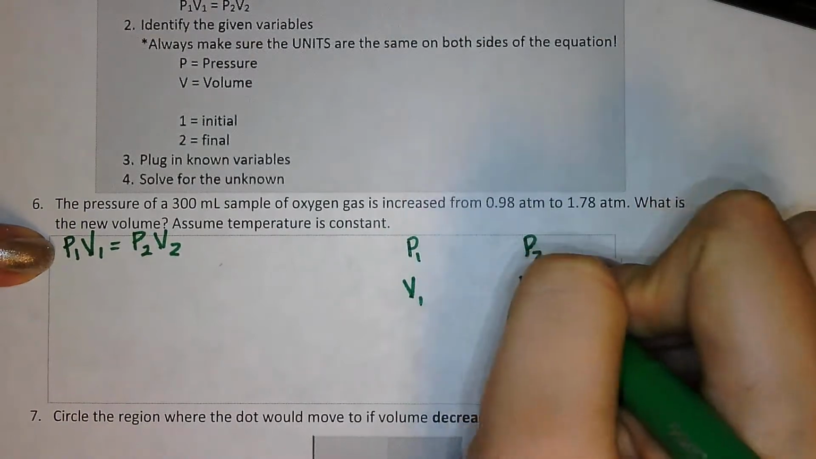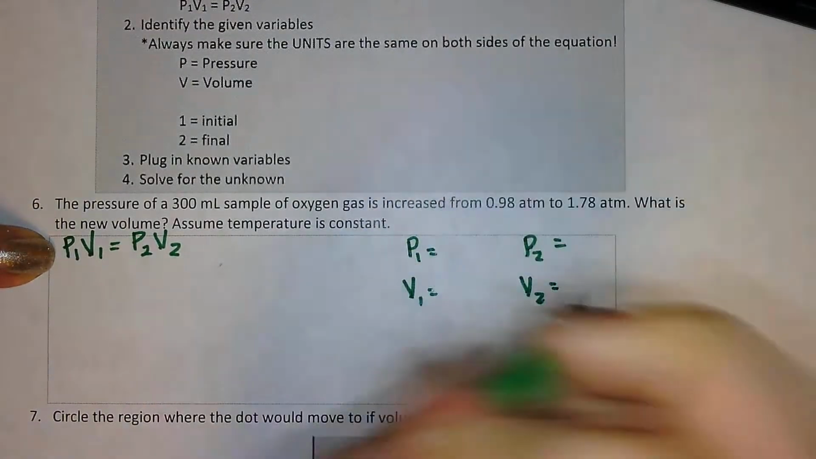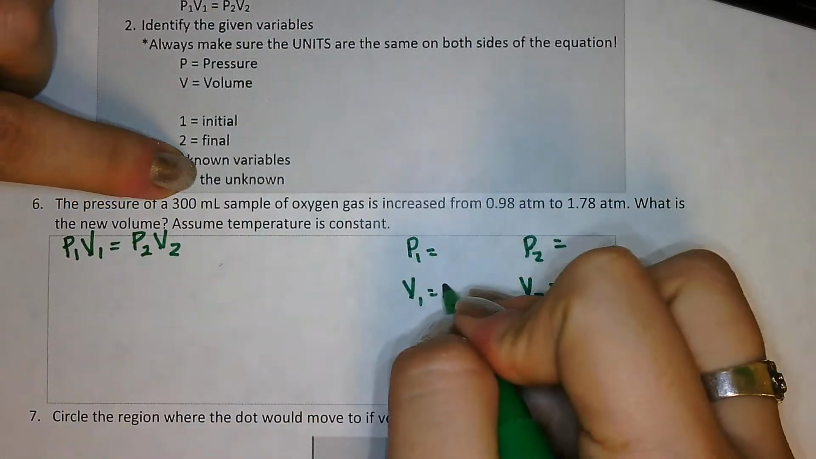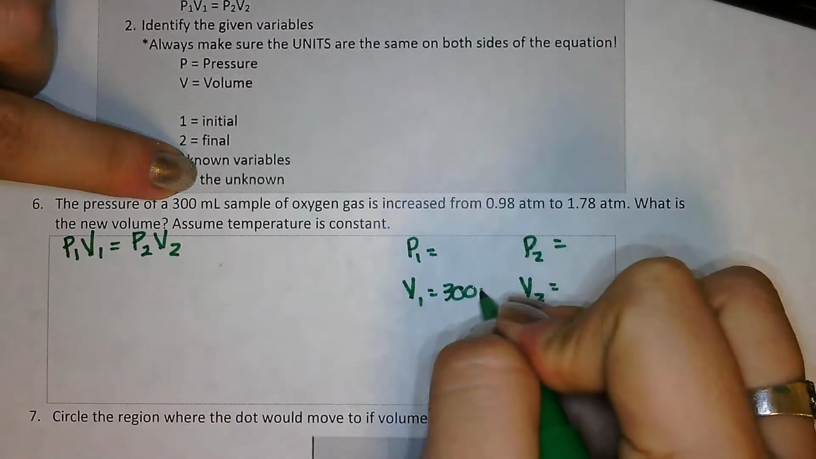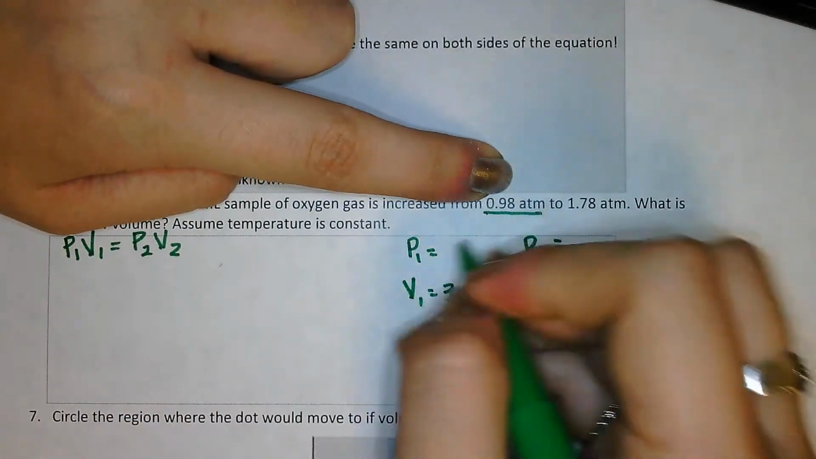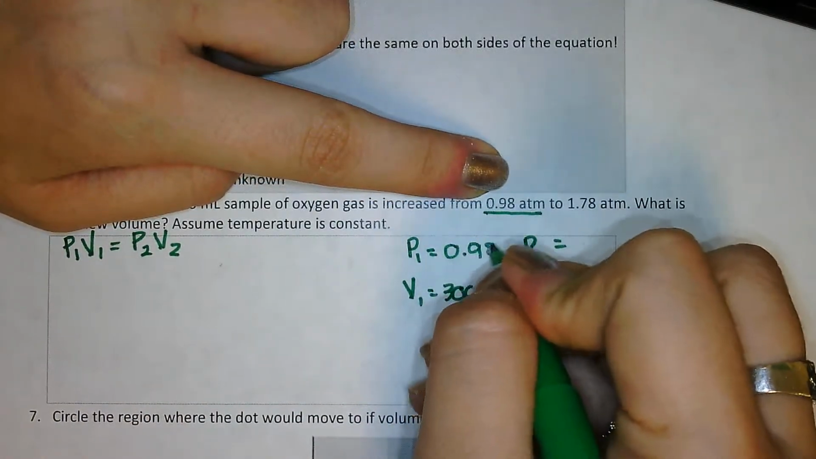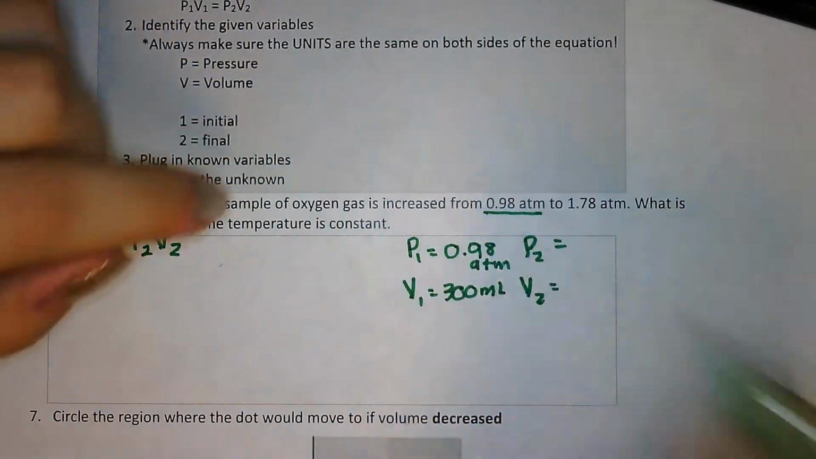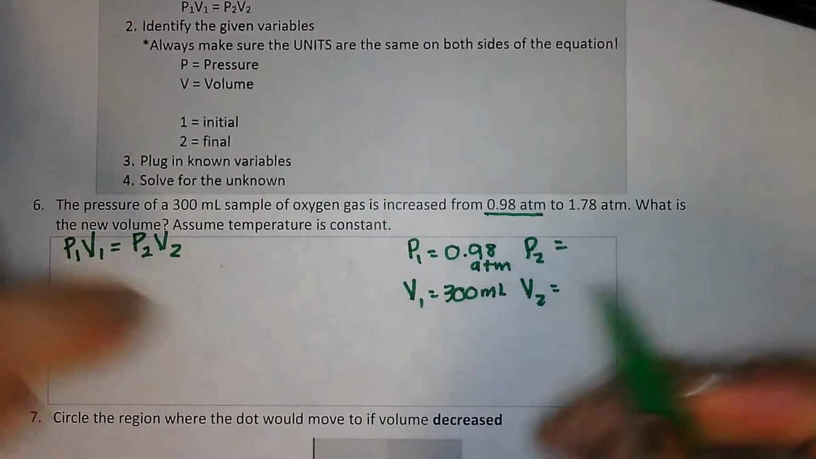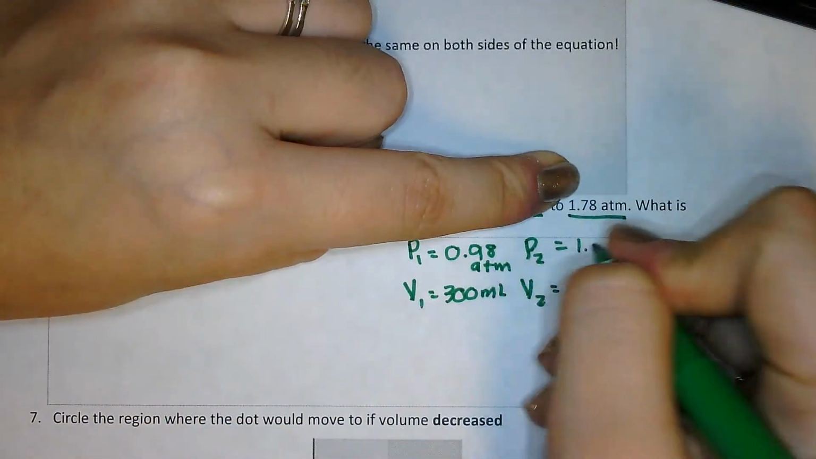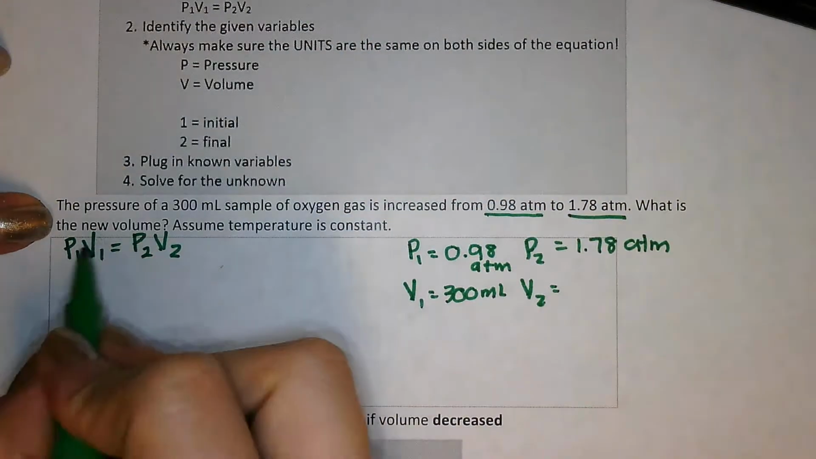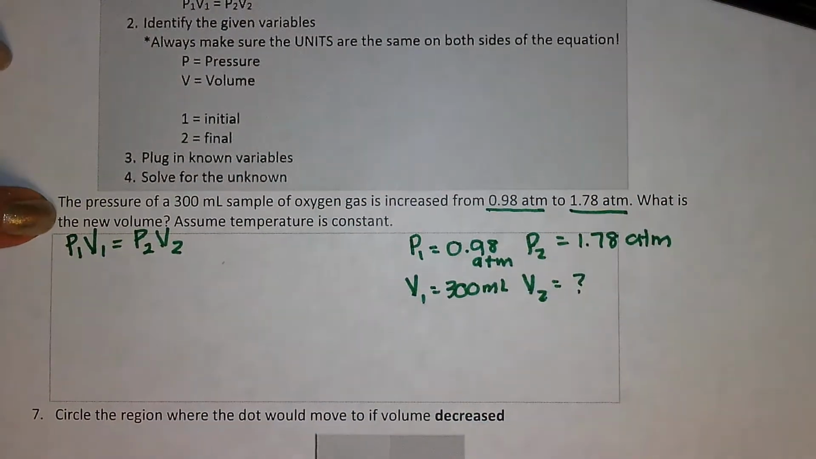P2, V2. All right, so the pressure of a 300 milliliter sample of oxygen gas, so I found my initial volume, 300 milliliters, is increased from 0.98, so this is my initial, to 1.78 atmospheres. And they want you to find what is the new volume. So they want you to find V2.